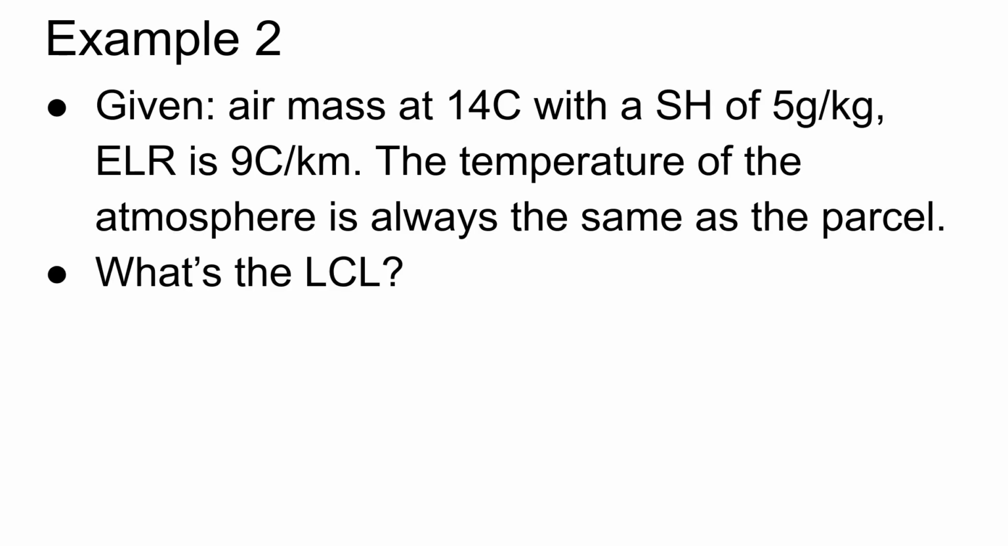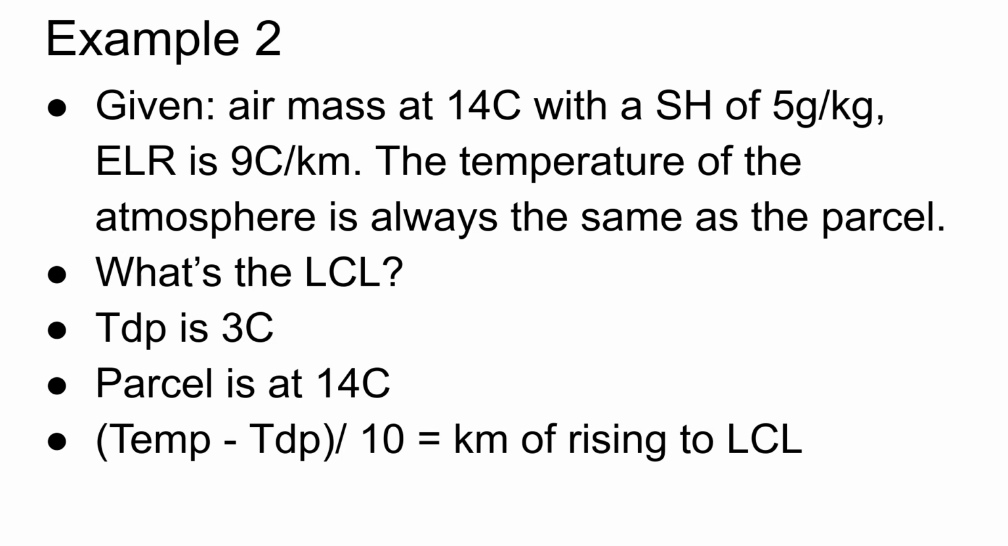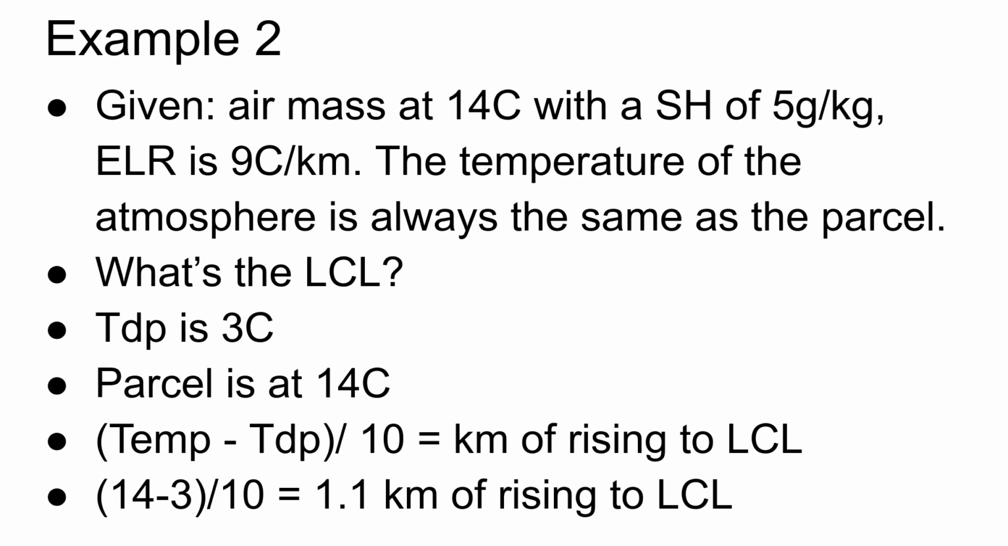So what's the lifting condensation level? Well, the dew point temperature is 3. The temperature is 14. 14 minus 3 is 11 divided by 10. It's going to give us a lifting condensation level of 1.1 kilometers. So the parcel is going to rise and cool by 10 degrees per kilometer until it hits the lifting condensation level. So at 1.1 kilometers, it will have cooled to the dew point temperature of 3 Celsius.